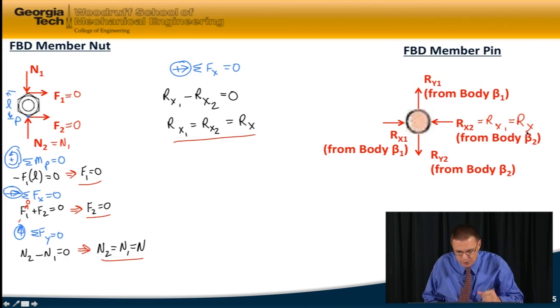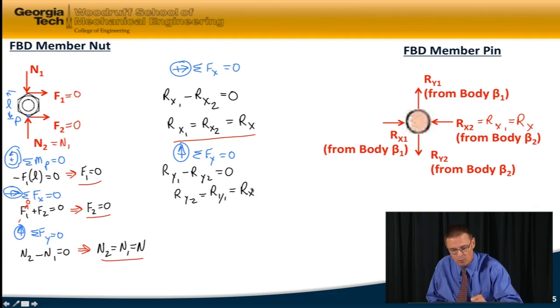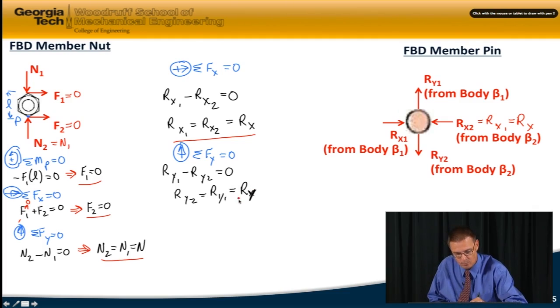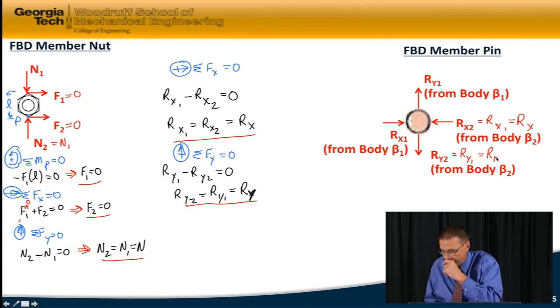I can sum forces in the y direction. Set it equal to 0. I'll choose up as positive for my sign convention, and I get Ry1 minus Ry2 equals 0. And so that states that Ry2 equals Ry1, and I'll just call those Ry. And so Ry2 equals Ry1 equals Ry.